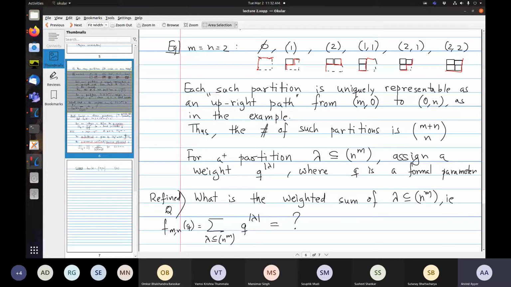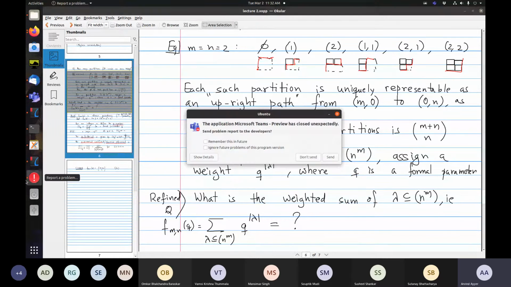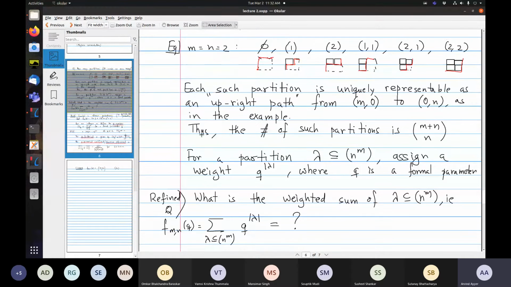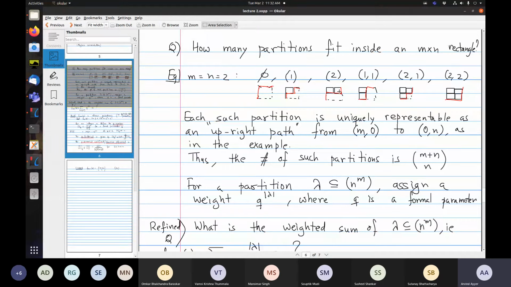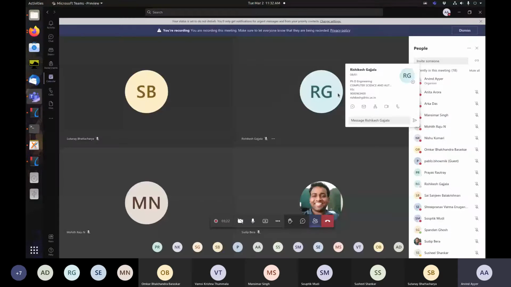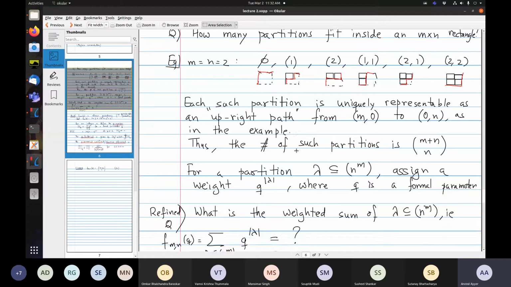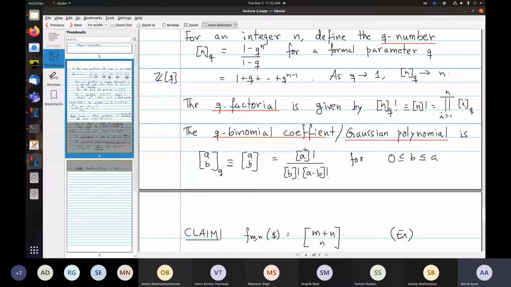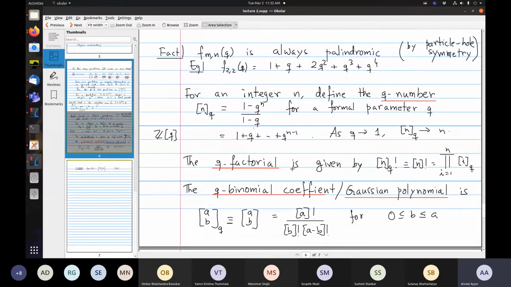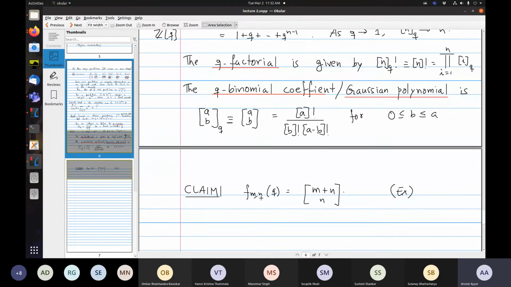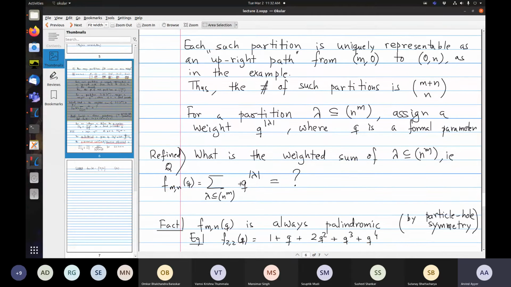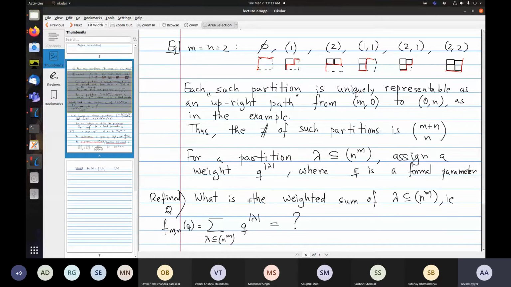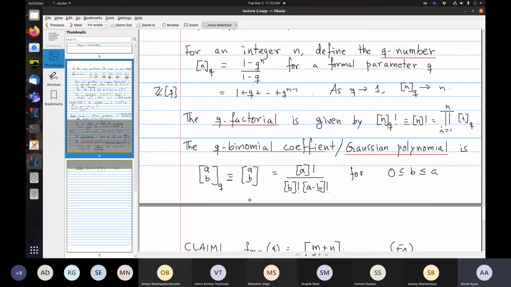So I introduced partitions and the pictorial representation of them as Young diagrams. Then I introduced the q-analogues of integers and just told you that the q-binomial coefficient, the analog of the binomial coefficient, also called the Gaussian polynomial, is a polynomial. I will leave as an exercise to prove that the weighted q-sum of partitions inside an m by n rectangle is the q-binomial coefficient.